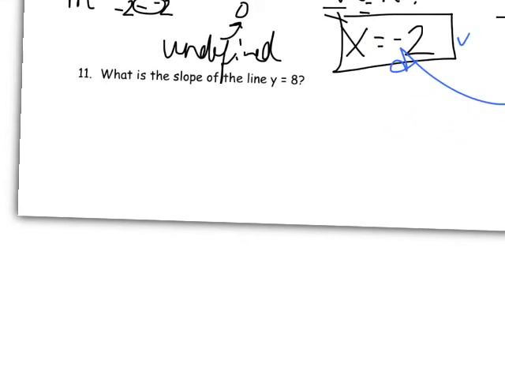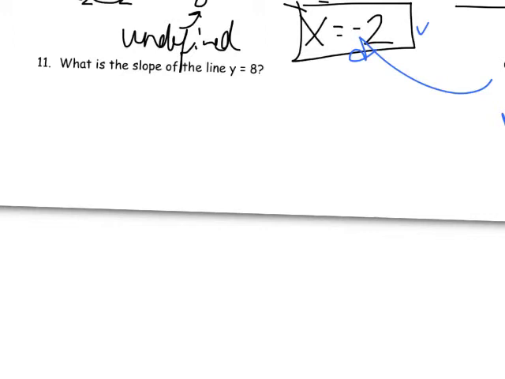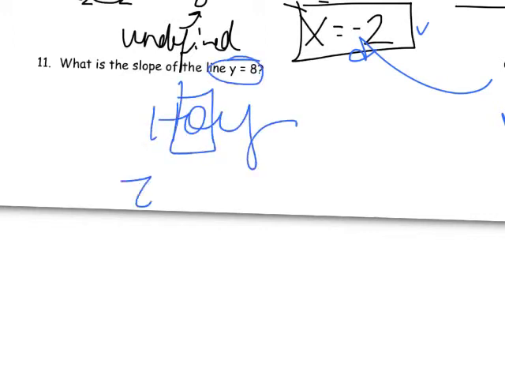All right, and then lastly, what is the slope of the line y equals 8? Now, oops, I'm sorry, this is an example of a horizontal line, which says my slope is 0.